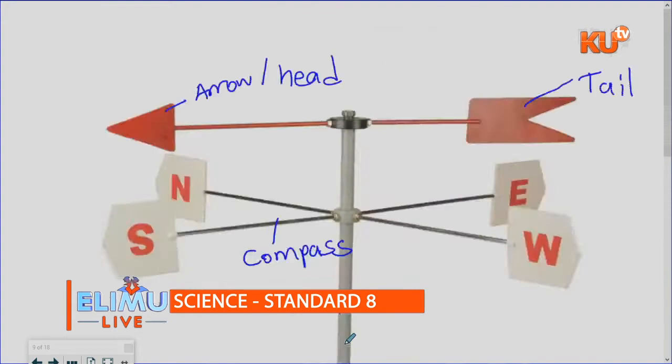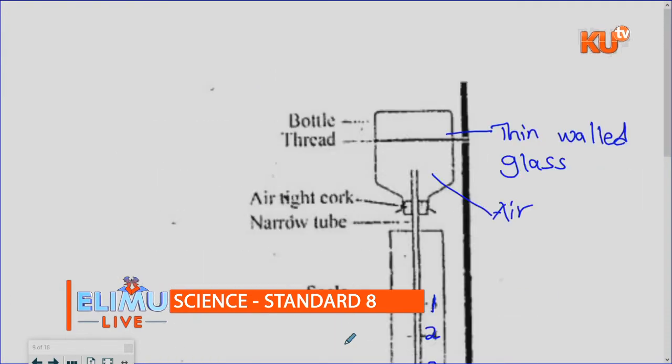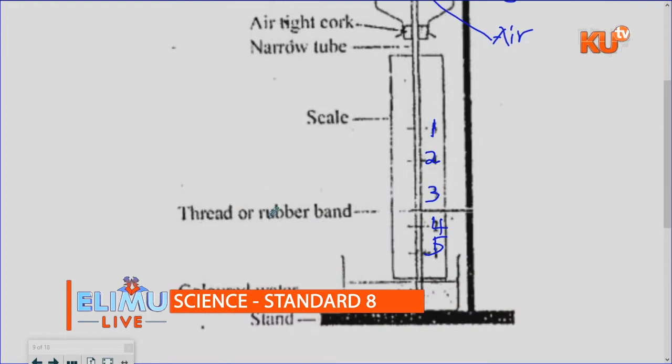Now, an air thermometer works on the principle of expansion and contraction of air. When the temperatures are high, air inside the glass bottle gets heated. Since matter expands when heated, the air will expand, and while it expands, it pushes the colored water downwards. As the colored water goes downwards, we have a higher reading on the scale.